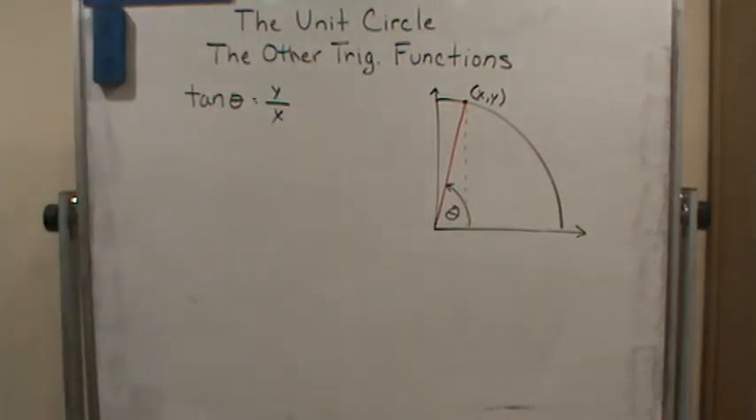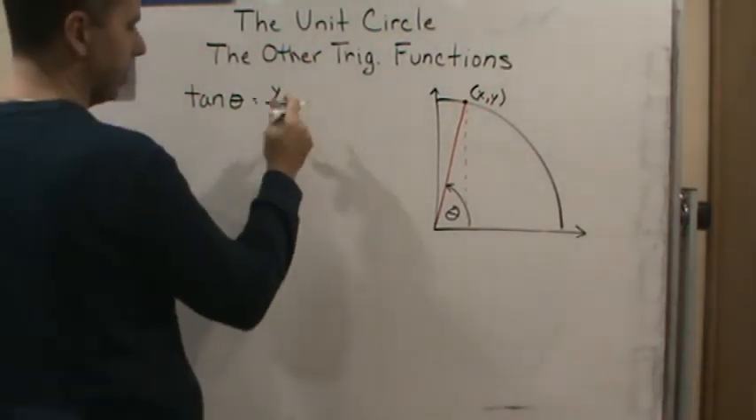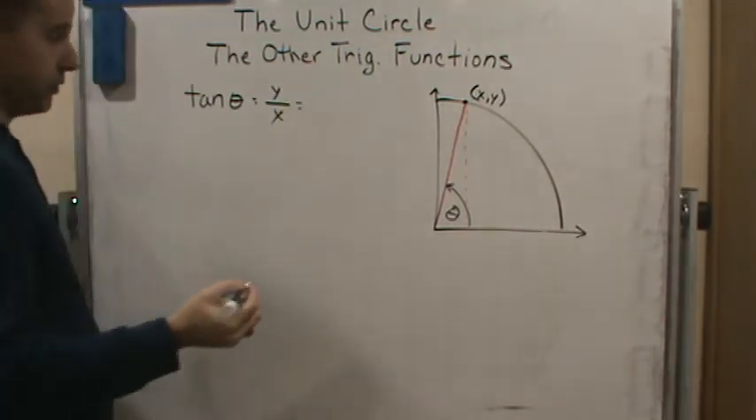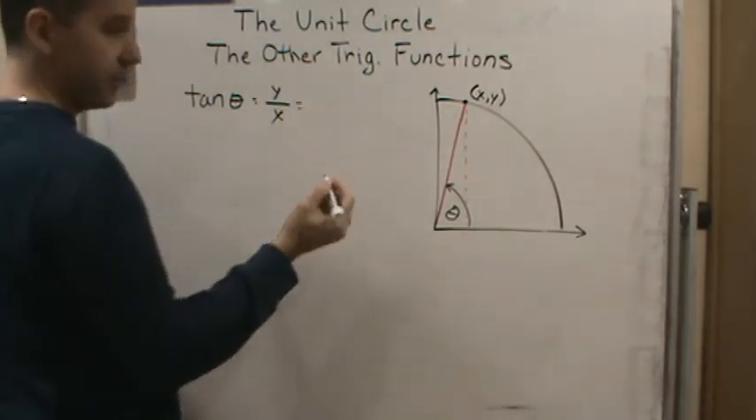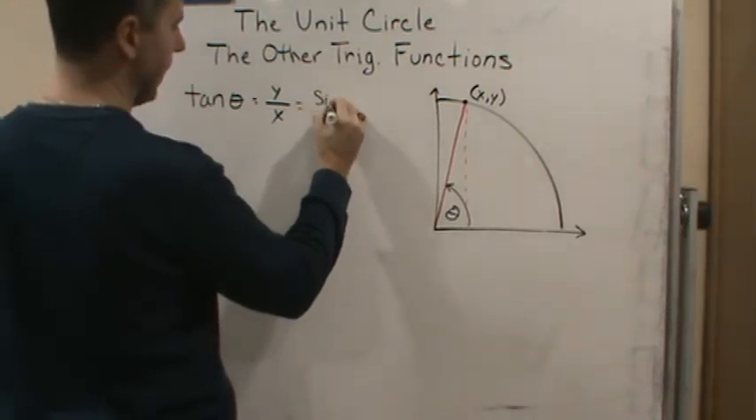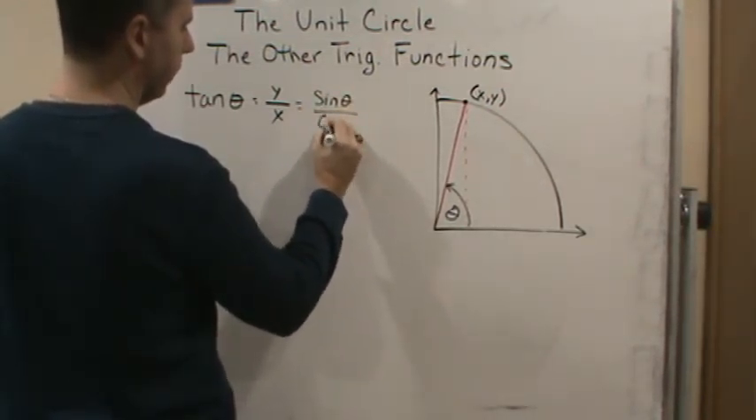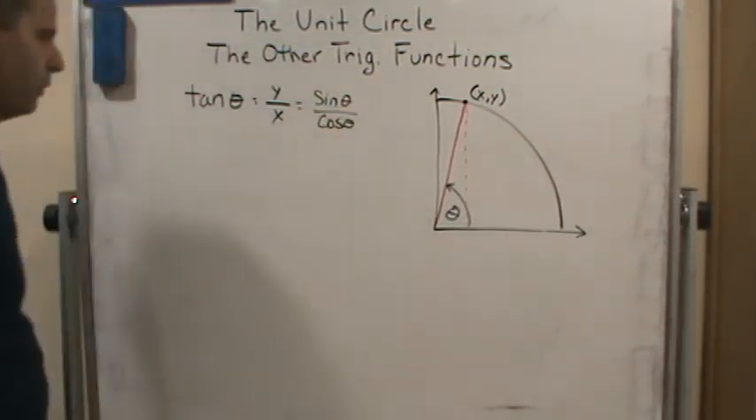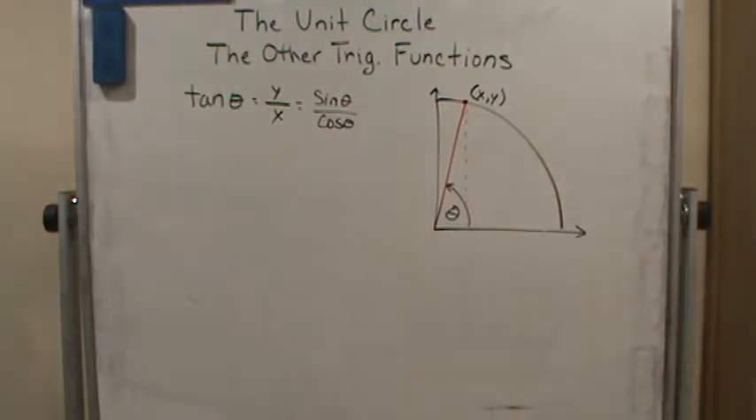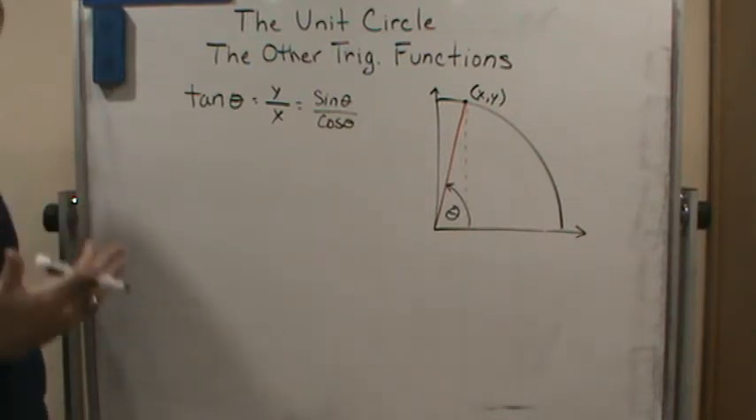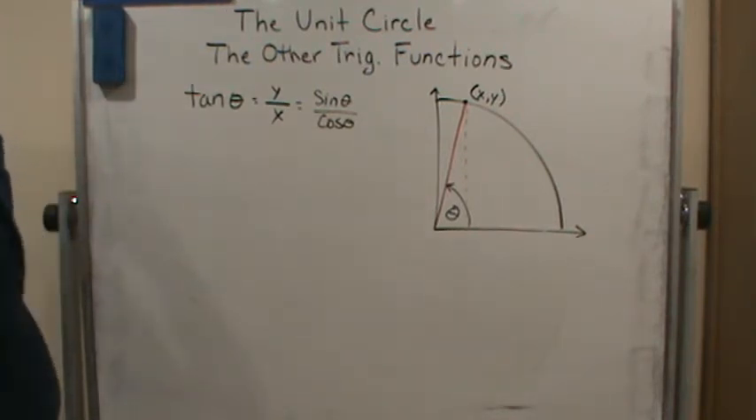Okay, but remember the way we defined y and x on the unit circle. So this actually is sine over cosine. So this is sine theta over cosine theta. And so that's how we define tangent theta.